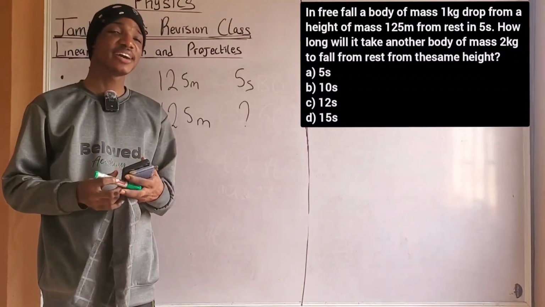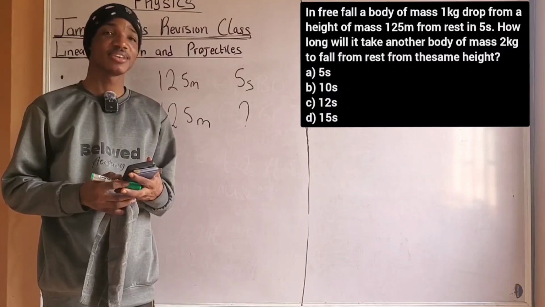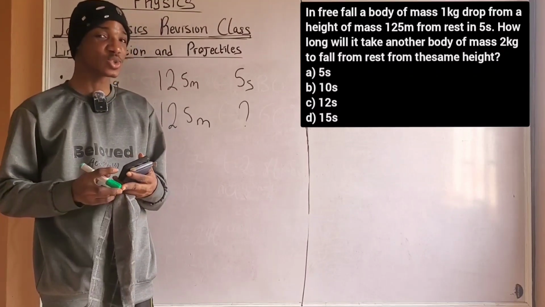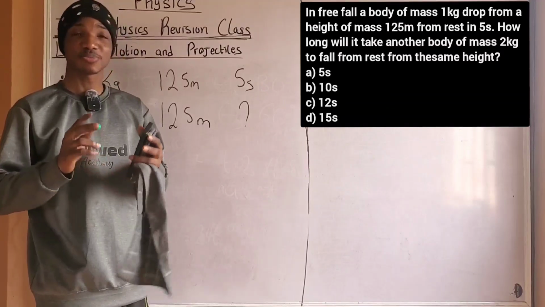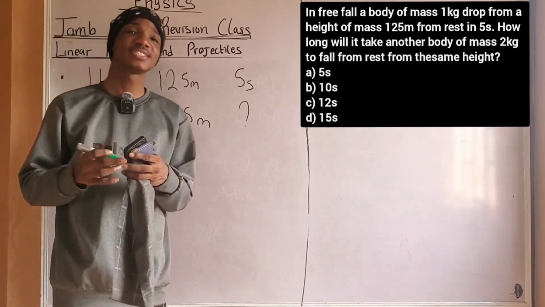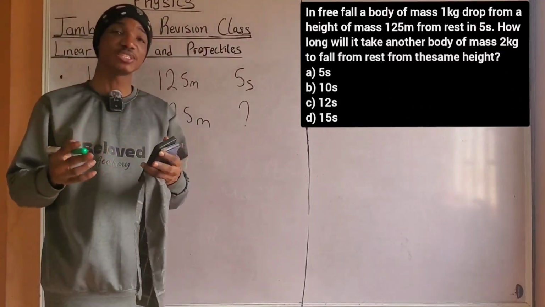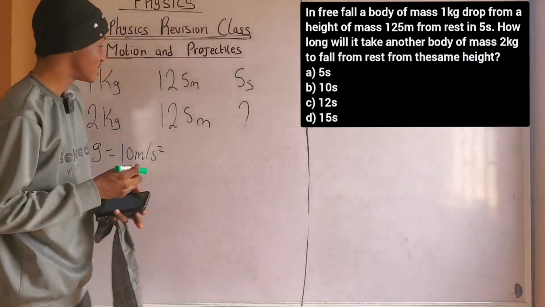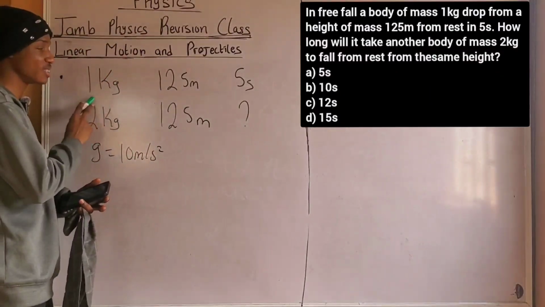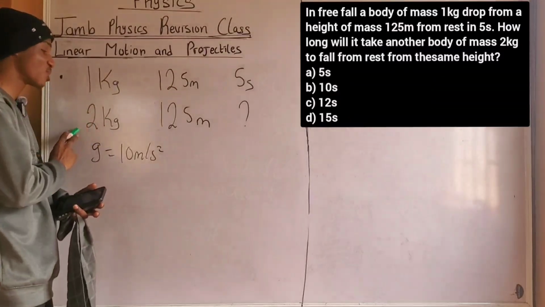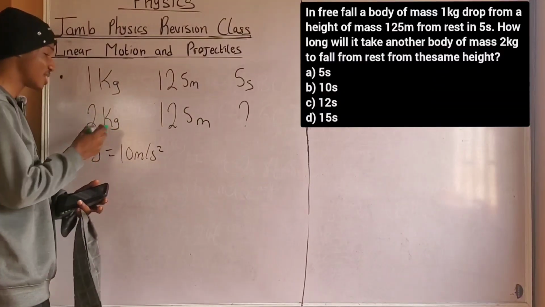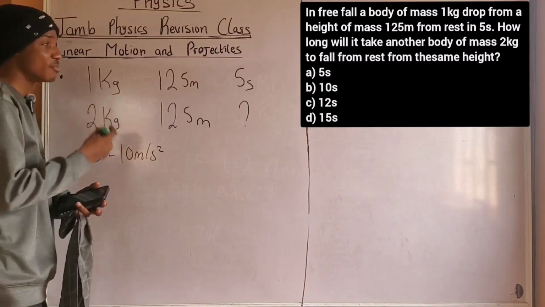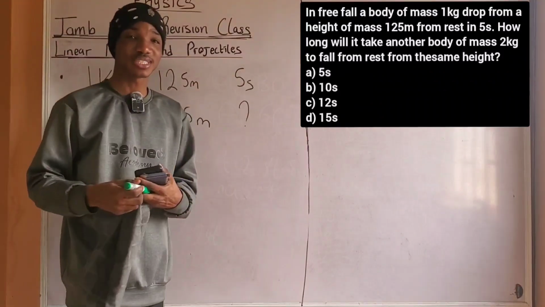Now, when we neglect air resistance, the acceleration is not affected by the mass of the object. Are you getting it? Please pay attention. No matter the size of the object, no matter the weight of the object. For example, the mass of the first object is 1 kilogram, and the mass of the second body is 2 kilograms. You know that this 2 kilogram is weightier than the 1 kilogram. But the time will also be the same. Do you know why?